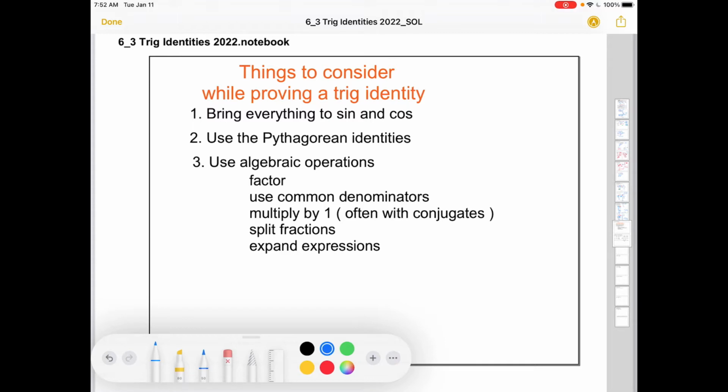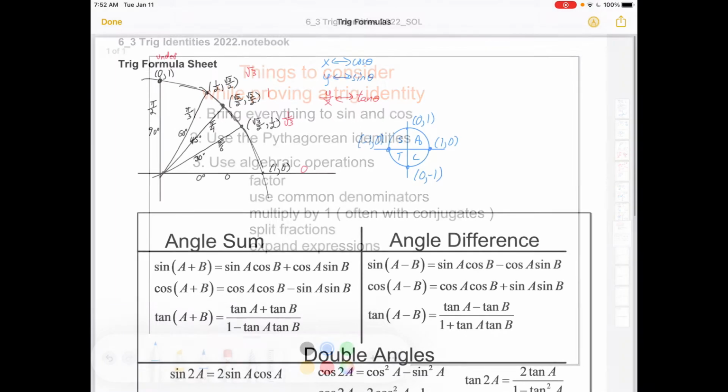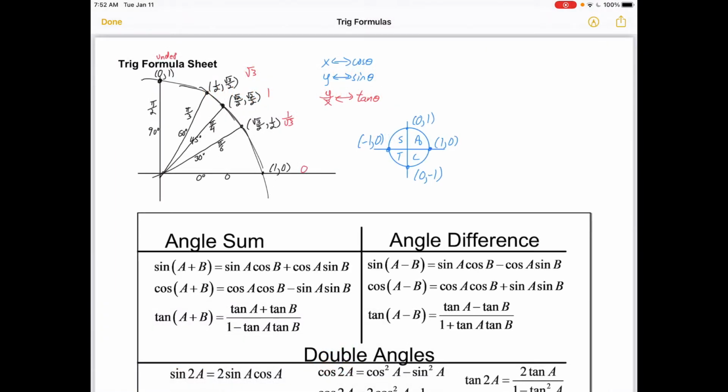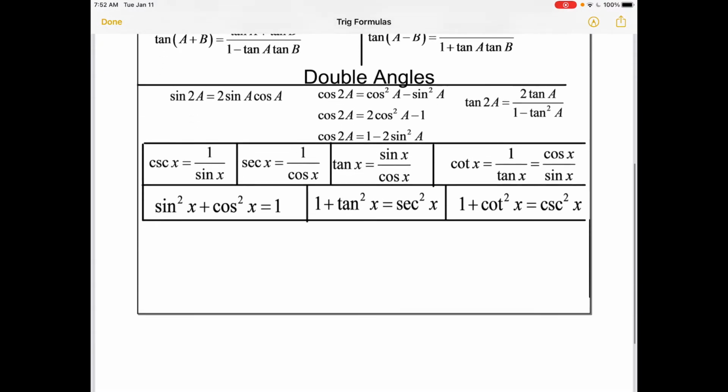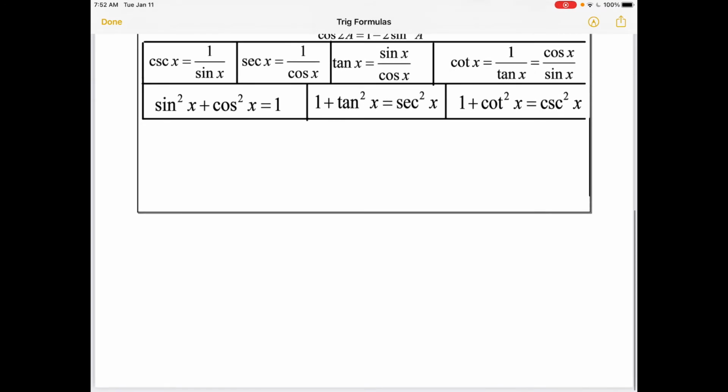As we go through this material, I think it's important to have a look at that formula sheet. You can find this in the video description. There's some stuff that we don't know yet. There's some stuff at the top that we do know about trig. And then down at the bottom there are the definitions of cosecant, secant, tangent, and cotangent, and the three forms of the Pythagorean identity.